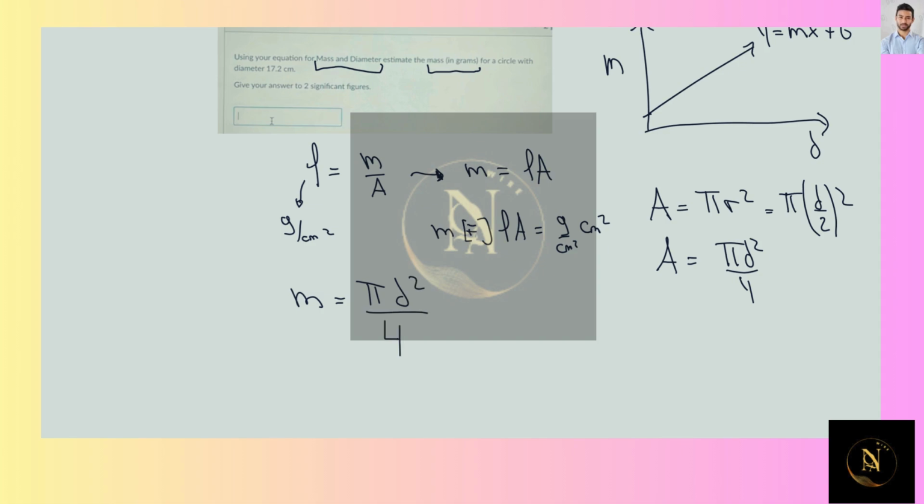So the area, remember that the area of a circle is pi times radius squared. The radius is nothing but the diameter divided by 2. So the area can be written as pi times diameter squared divided by 4. So the mass is going to be given by pi times diameter squared divided by 4.